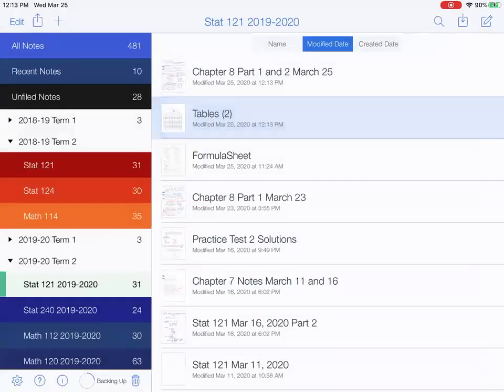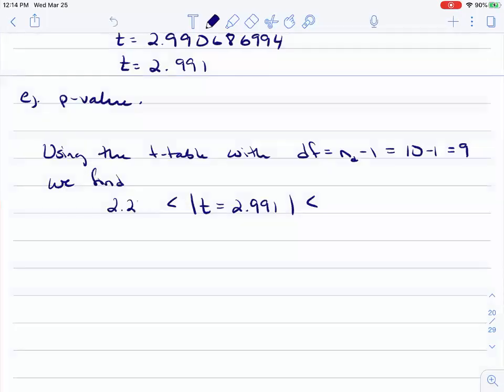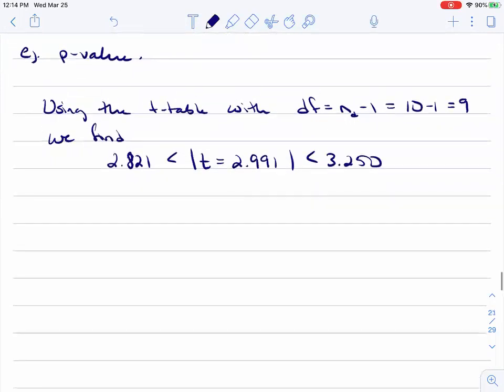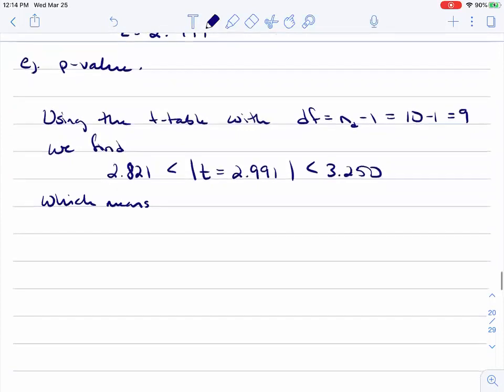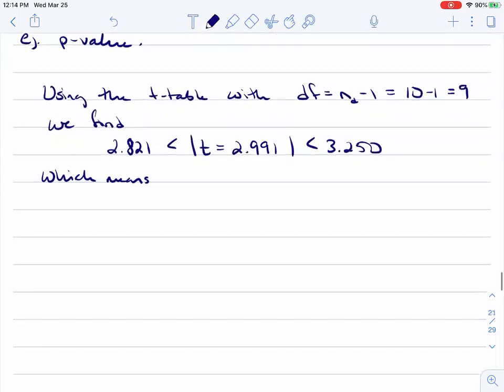2.821 and 3.250. Right. And then I say, which means, and then just remember that we want a one-sided p-value here. So I write one-sided p-value. Again, in the center of the page is between 2 values.